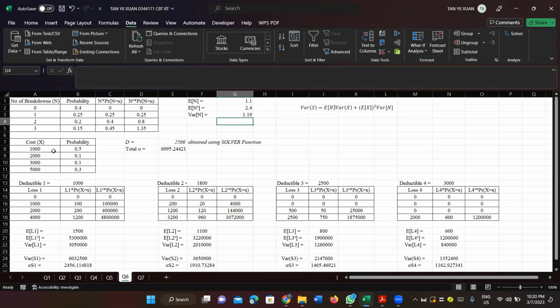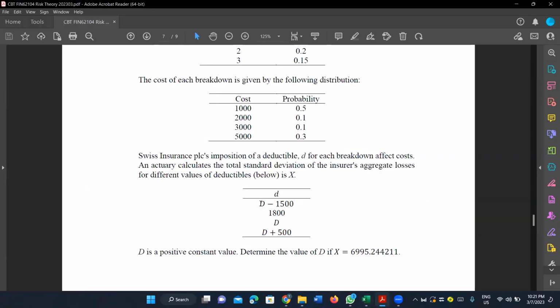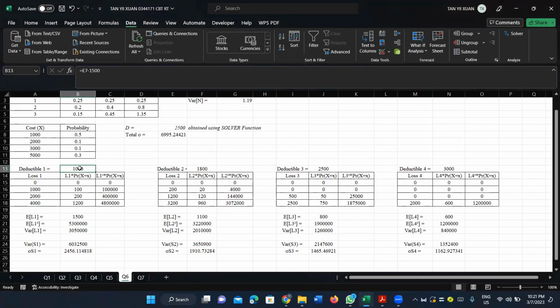Now we have to calculate the loss amount, the losses part. This table is copied from the question. Since we have to find D first, we leave a cell blank and name it D. The first deductible given in the question is D minus 1,500, so we press the cell we named D just now and subtract 1,500.